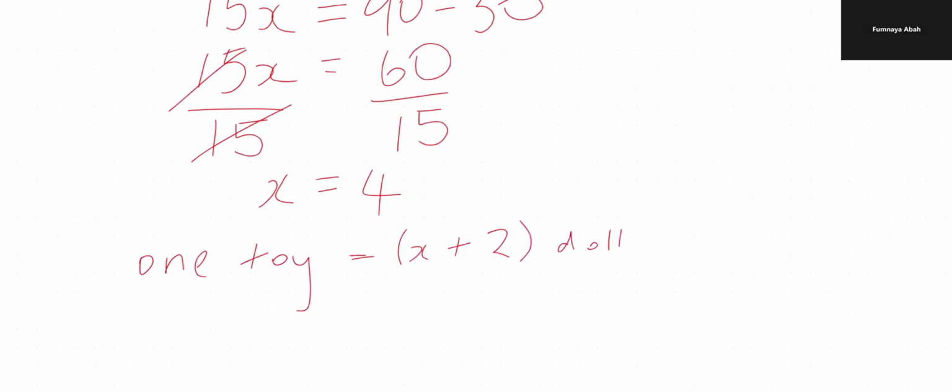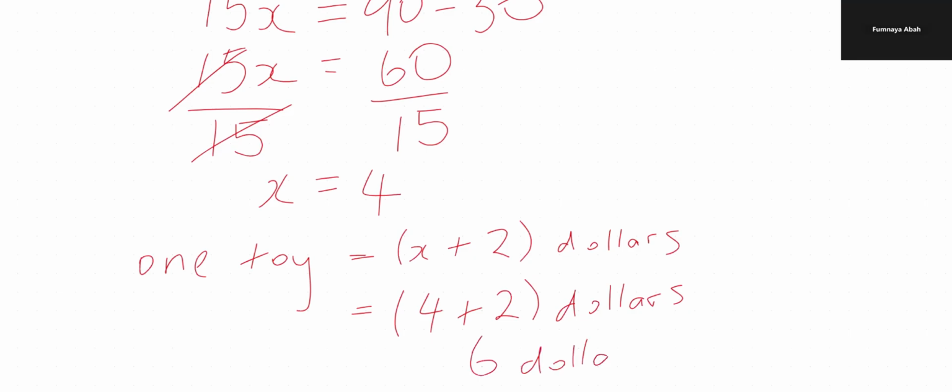So now we know that x is equal to 4. So one toy is equal to 4 plus $2. So 4 plus 2, if we do that, is equal to $6. So one toy is equal to $6, and that is the final answer.